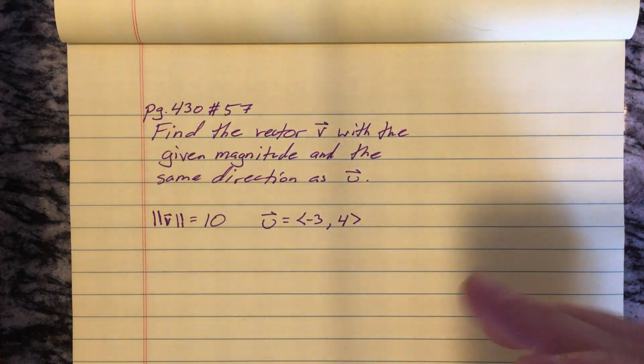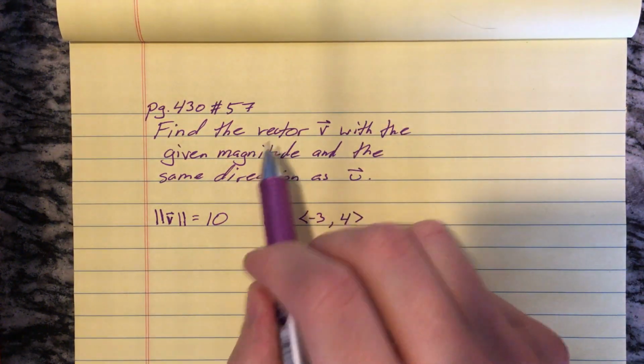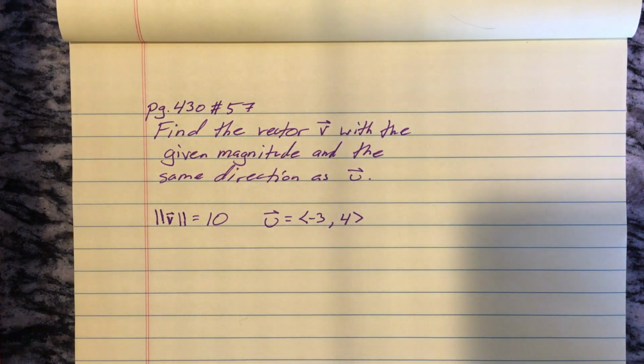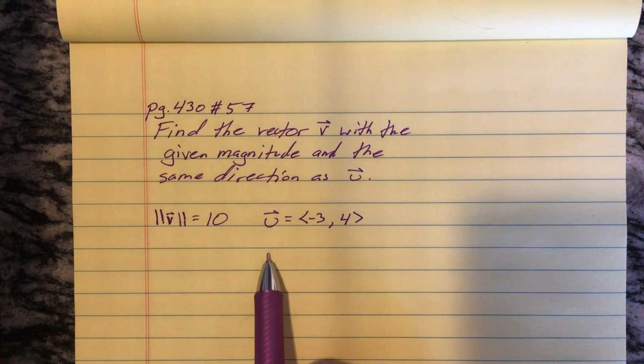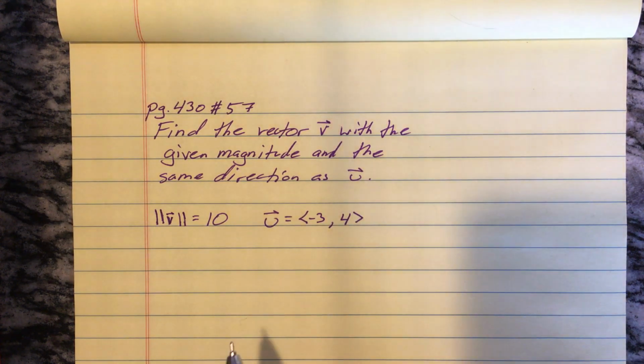Okay, so in this video, I'm going to go through number 57 from page 430, asking us to find the vector v with the given magnitude in the same direction as vector u. I think there's 3 problems from the assignment in this little mini section.